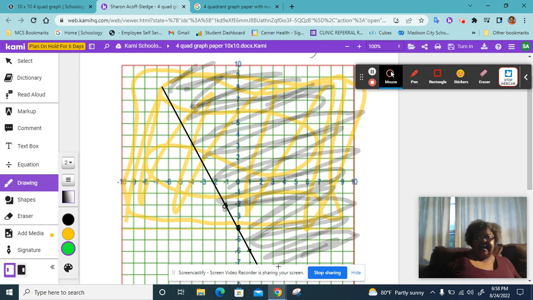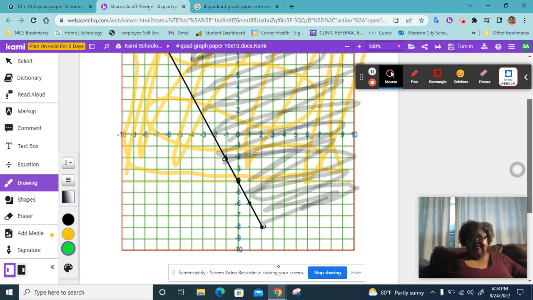Okay, and the next one is x is less than or equal to -y. So that's a line going back through the origin this way. And we can prove it. If x is 0, y is 0. So that's a point. If x is 1, y is -1. If x is 2, y is -2. If x is -1, y is 1. If x is -2, y is 2. So that's the way my line goes.